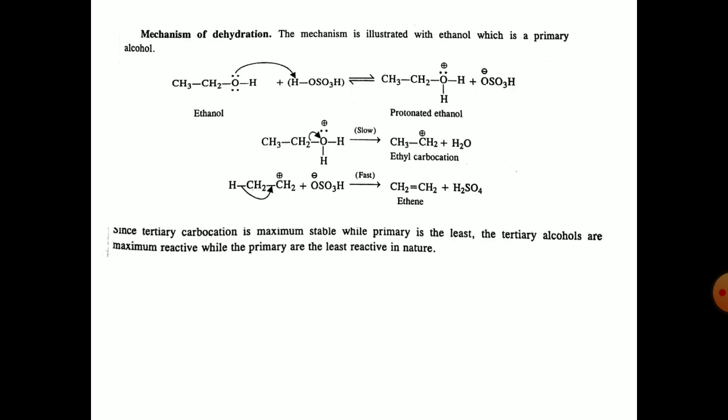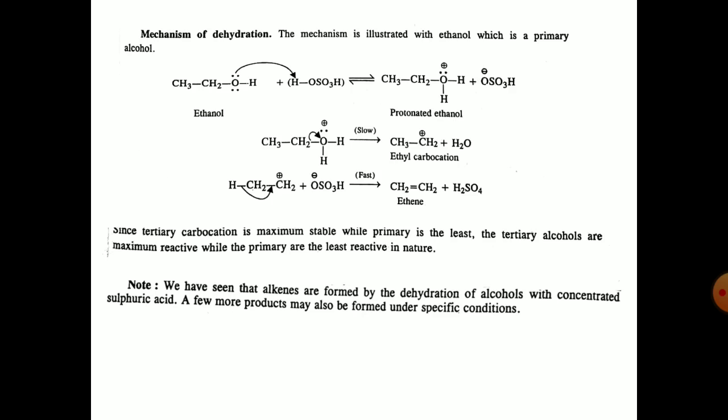The reaction takes place in the presence of the bisulfate ion, and sulfuric acid is regenerated again. Since the tertiary carbocation is the most stable while the primary is the least stable, the tertiary alcohols are the most reactive while the primary alcohols are the least reactive in nature.